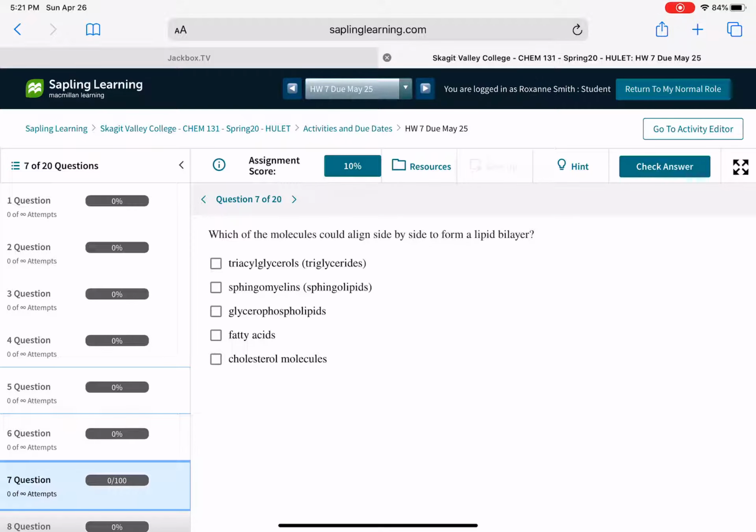Which of the molecules could align side by side to form a lipid bilayer? So fatty acids, even though they are part of the cell membrane, they themselves individually do not line up to make the lipid bilayer. You've got to put the fatty acids into the phosphoacylglycerols first. But we did talk about sphingomyelins. That definitely makes a lipid bilayer. Glycerophospholipids, if you look in your notes on 19.6, that's another word for phosphoacylglycerol. So look through the others. Ask yourself, is cholesterol lining up side by side to make the lipid bilayer? What about triacylglycerols? Do they line up side by side?